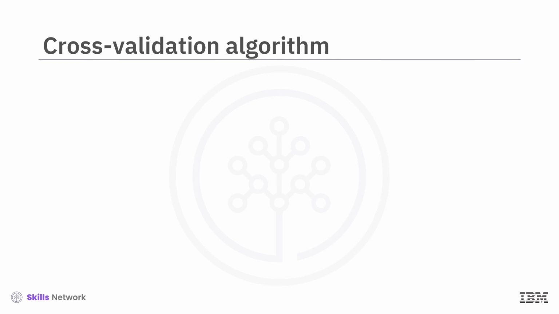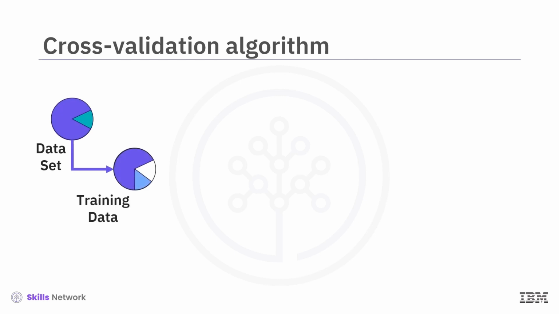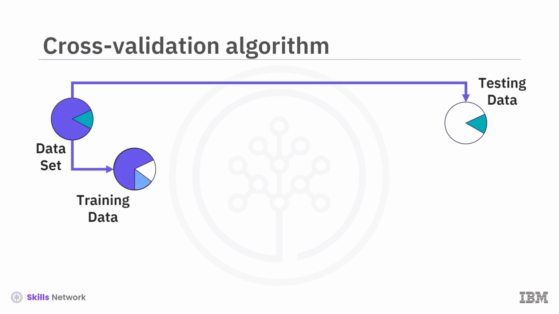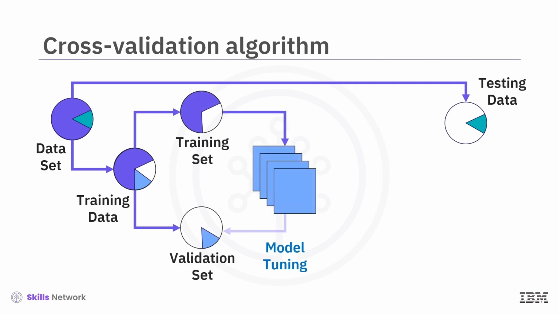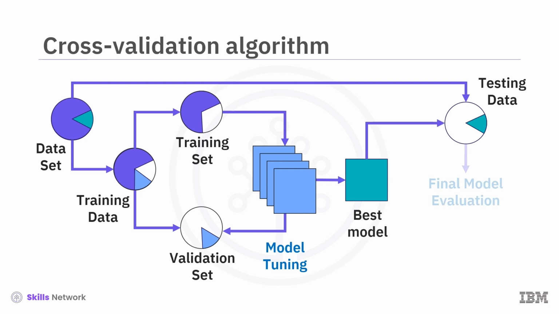Cross-validation enables hyperparameter tuning. Here's the cross-validation algorithm for model tuning and validation. Split your data into training data and testing data. Further split your training data into a training set and a validation set. Optimize your model's hyperparameters by repeatedly training it on the training set and measuring its performance on the validation set. Choose your best set of hyperparameters and evaluate your resulting best model on your completely unseen testing data. You now have a validated model and an estimate of how well it will generalize on new unseen data.